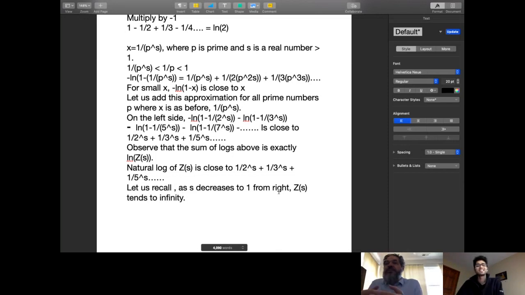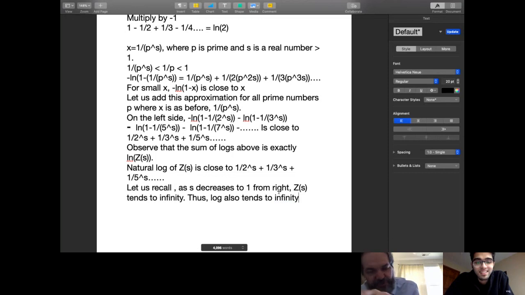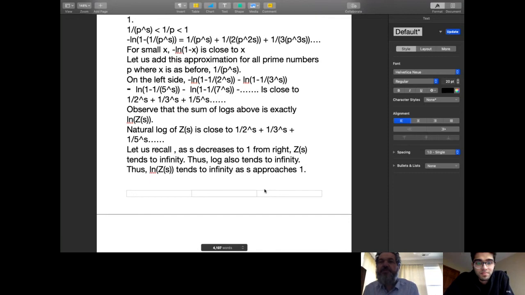Now, if zeta of s tends to infinity, the logarithm of this thing also tends to infinity, at a slow rate. But if a quantity tends to infinity, its logarithm will also tend to infinity. So let's write, thus, ln of zeta of s tends to infinity as s decreases to 1, or as s approaches 1 from the right.